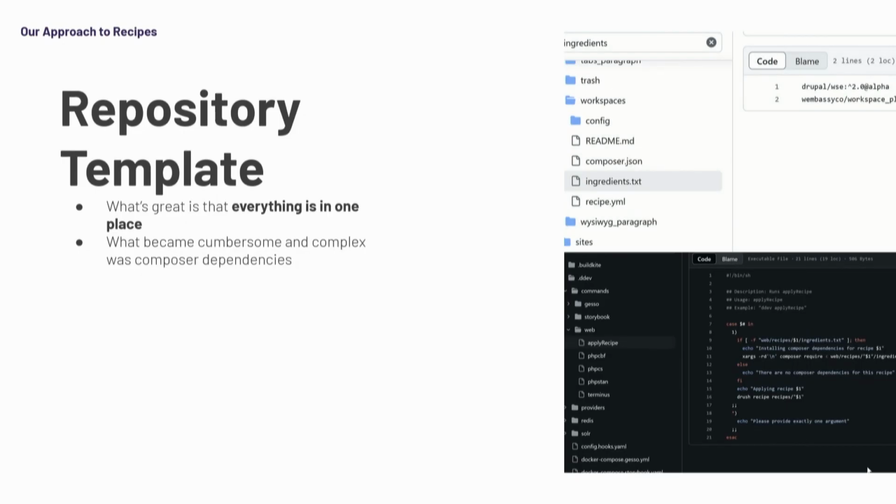The problem with this approach is that we couldn't reliably pull in our composer dependencies the way that we wanted to. We initially put together a shell script turned a ddev command that will pull a list of composer dependencies from a text file we called ingredients. And so then what would happen is it would require all those dependencies and then apply the recipe. But then we had to solve for nested dependencies, and that also seemed too cumbersome and potentially fragile to maintain.